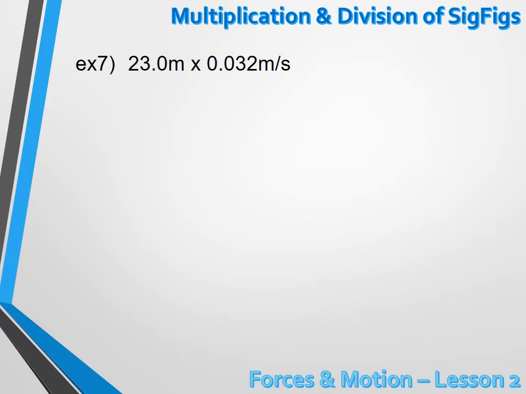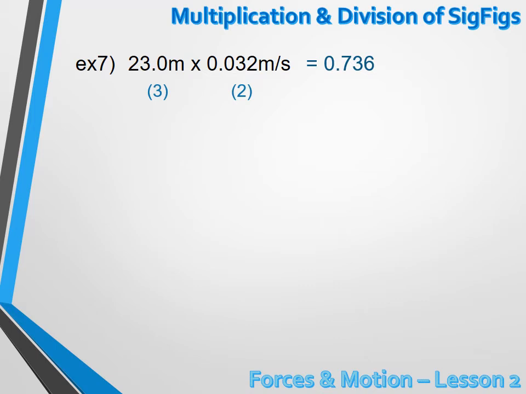Example 7, 23.0 meters multiplied by 0.032 meters per second. I'll punch that into my calculator, and that gives me 0.736. Now I'll look at the two numbers being multiplied. 23.0 has 3 significant figures. 0.032 has 2 significant figures. Now, as stated in the rule, my answer is only allowed to have the same number of significant figures as the least number being multiplied or divided. 2 is smaller than 3, so my answer is only allowed to have 2 significant figures.